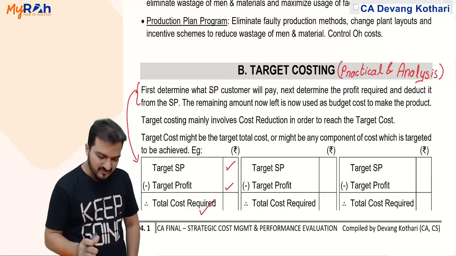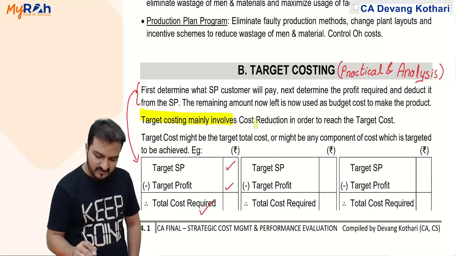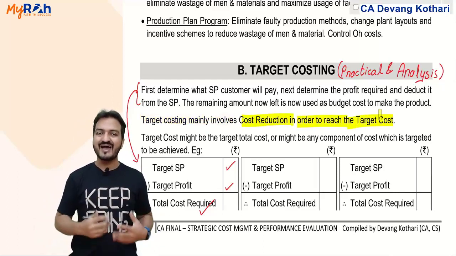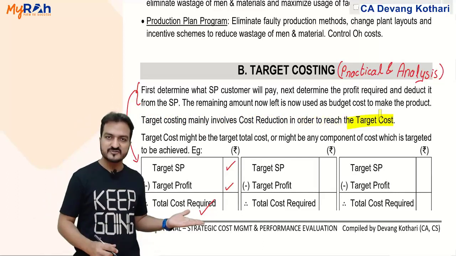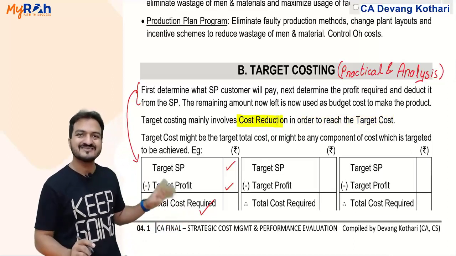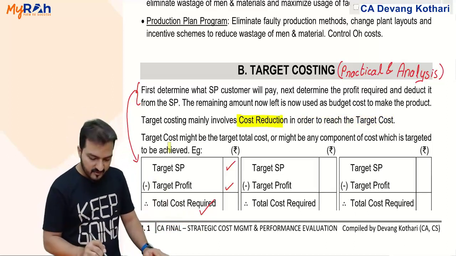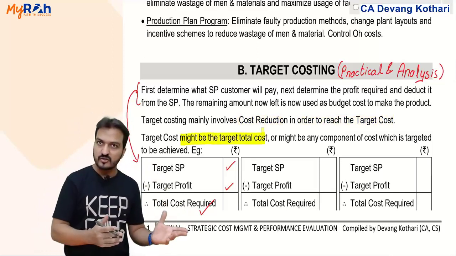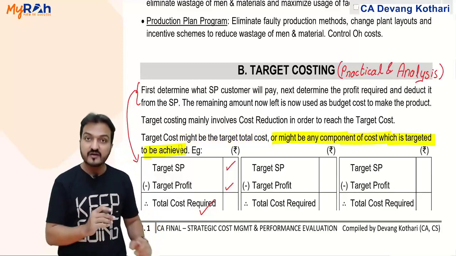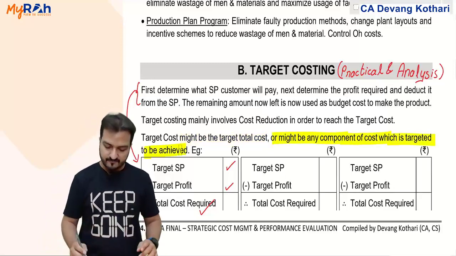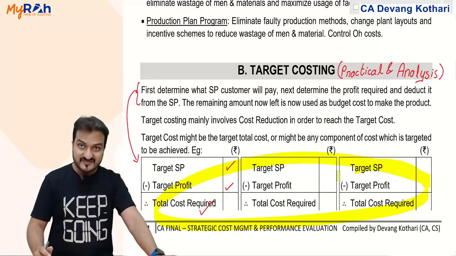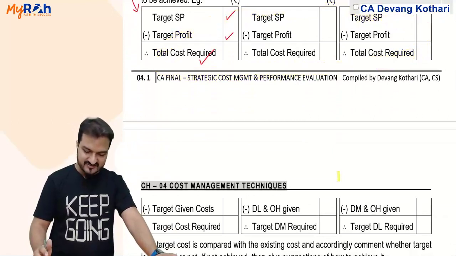The target costing topic here mainly involves cost reduction in order to reach that target cost. Maybe my actual cost is more than this target cost, then I need to implement cost reduction in order to reach this target cost. Target cost might be the target total cost or might be any other component of cost which is targeted to be achieved. For example, you notice all the three tables here are the same, but the tables will continue on the next page where it is different.